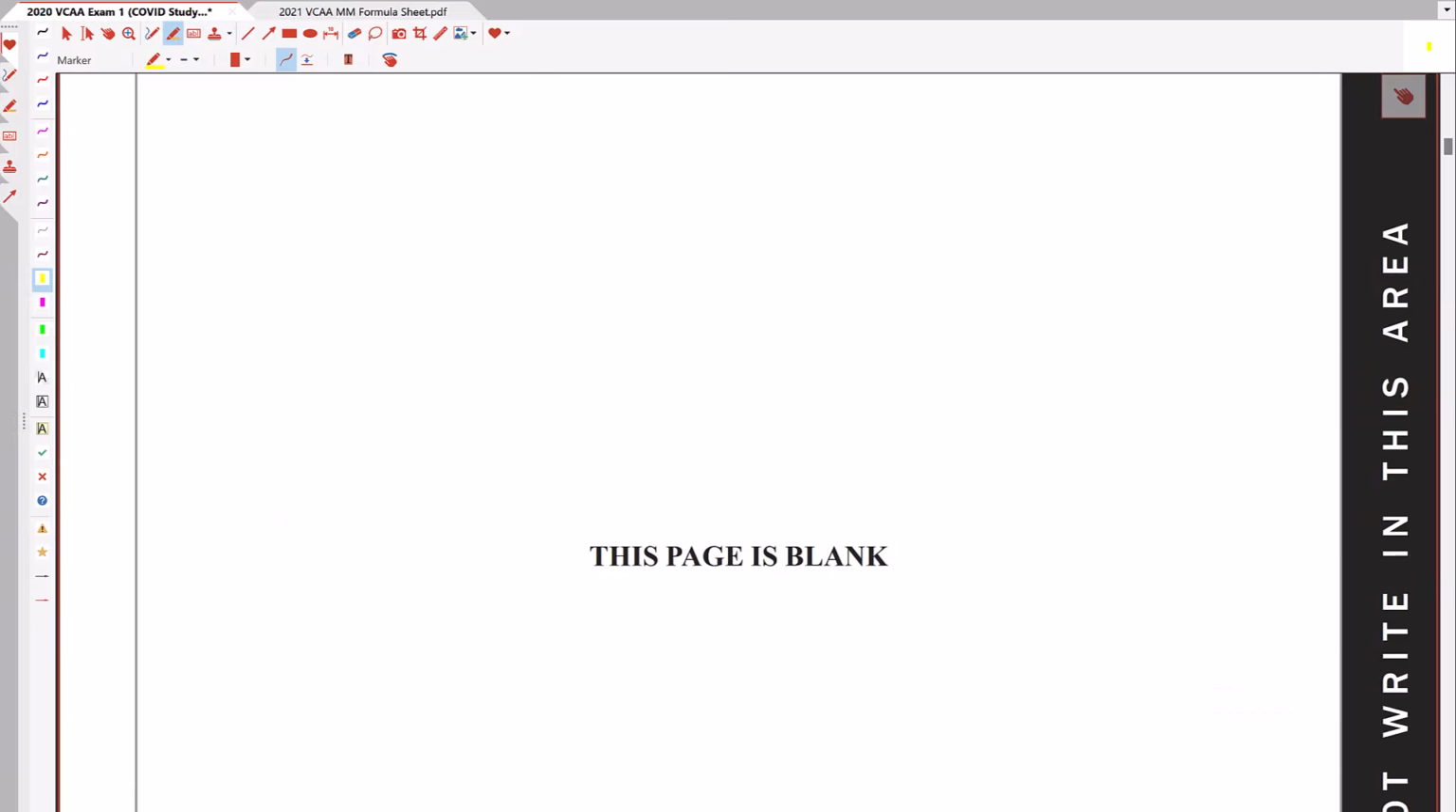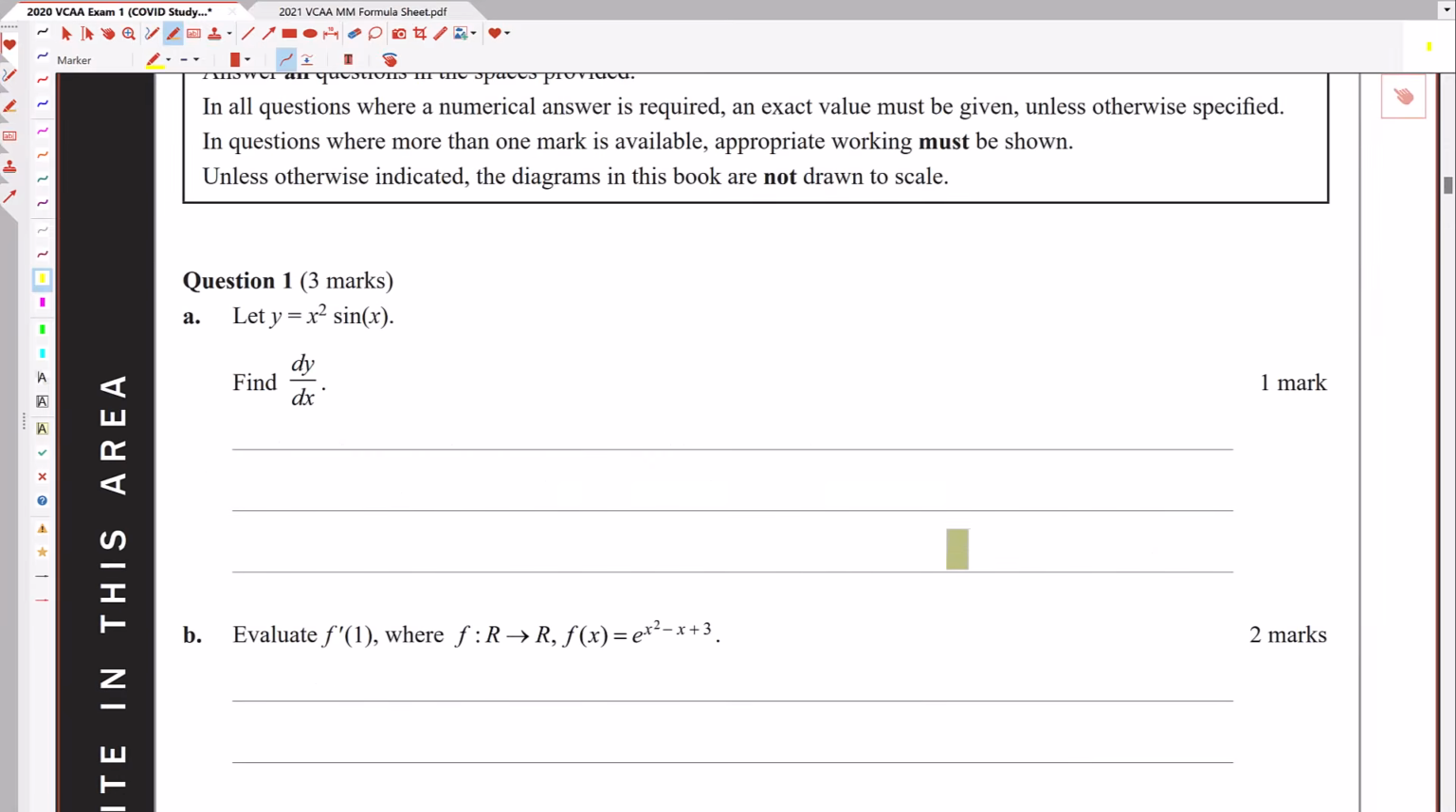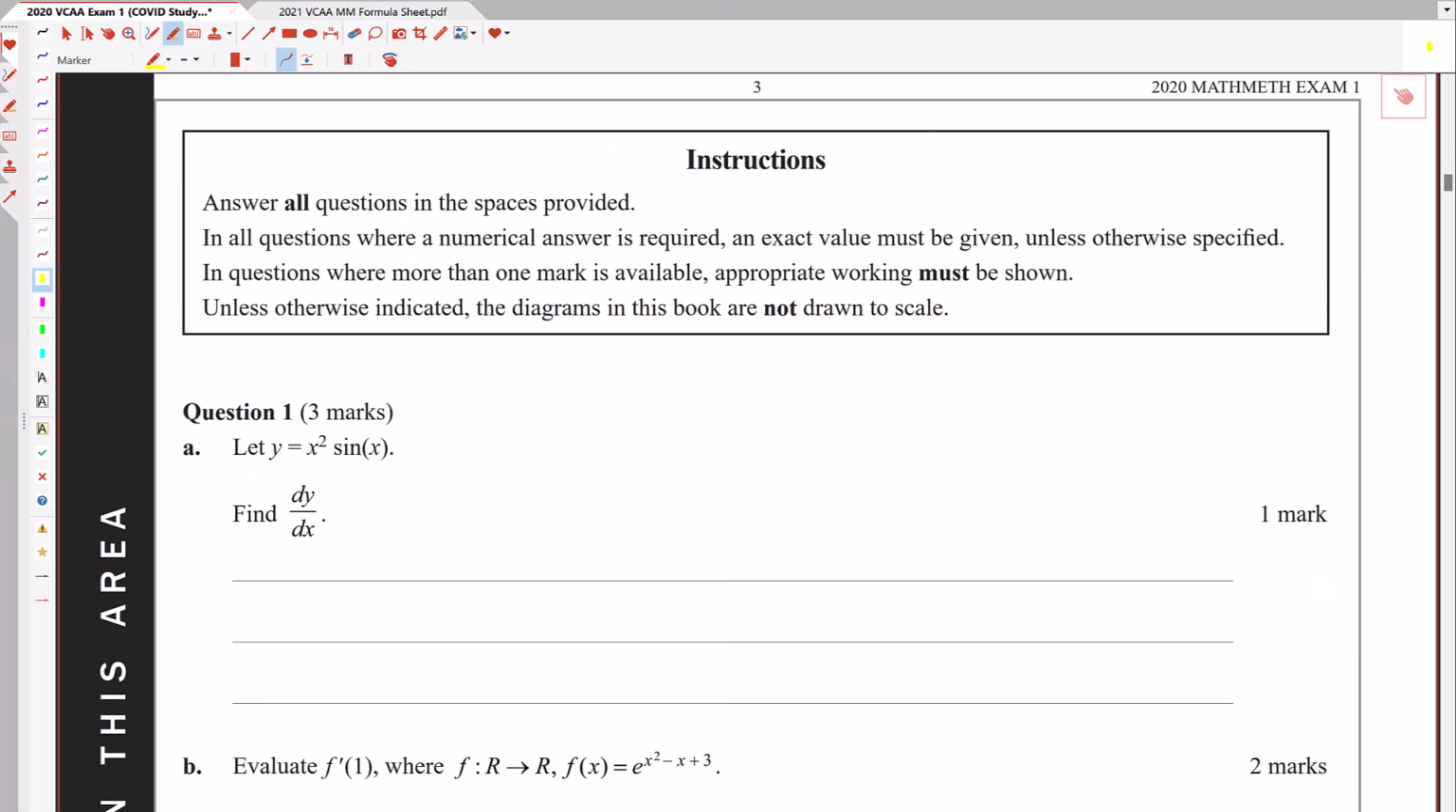So there's always some more instructions within the booklet, within the particular sections, and these are probably the more important ones. In all questions where a numerical answer is required, an exact value must be given unless otherwise specified. In questions where more than one mark is available, appropriate working must be shown. Okay, and again, unless otherwise indicated, diagrams are not drawn to scale.